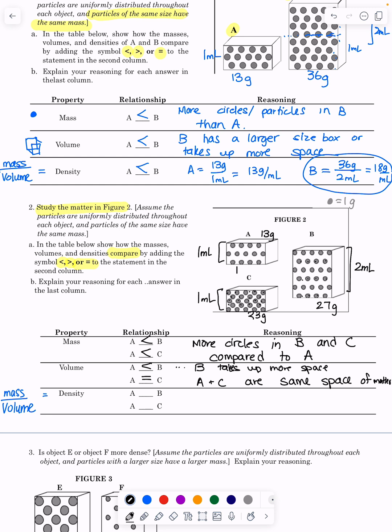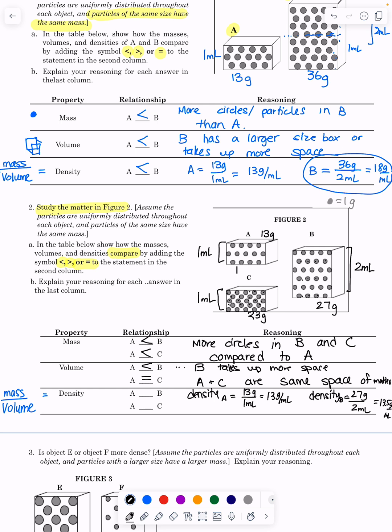All right, now finally, we've got some densities here. We're going to go ahead and calculate these densities based off of the numbers that I have here. Let's do the density of A. For A, we have 13 grams divided by 1 milliliter. That's 13 grams per milliliter. For the density of B, we have 27 grams and 2 milliliters. 27 divided by 2, that's about 13.5 grams per milliliter.